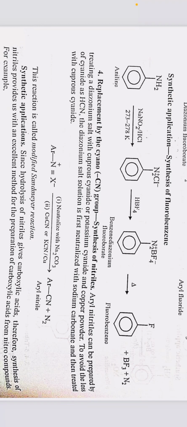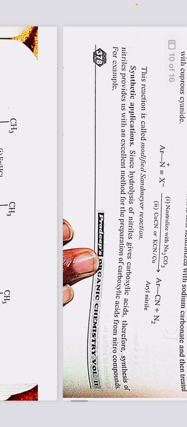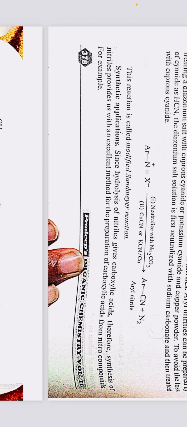To avoid the loss of cyanide such as hydrogen cyanide, the diazonium salt solution is first neutralized with sodium carbonate and then treated with cuprous cyanide. This reaction is known as the modified Sandmeyer reaction.